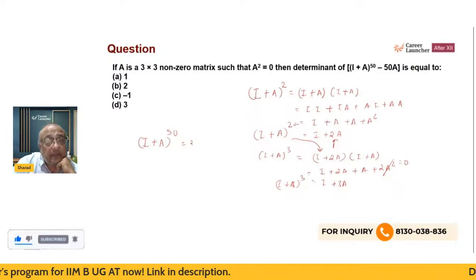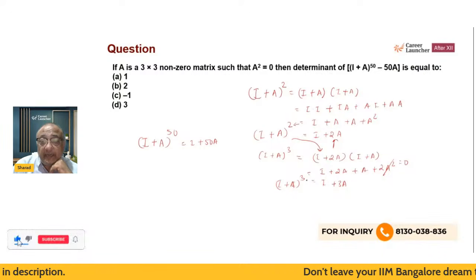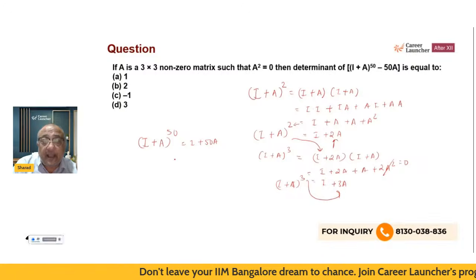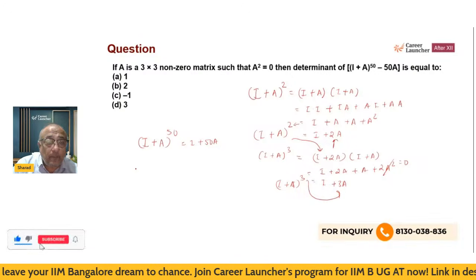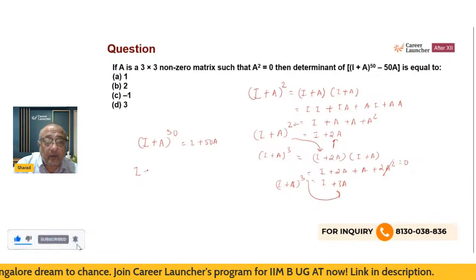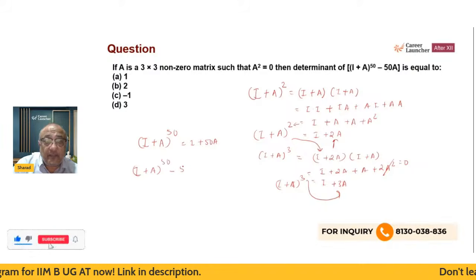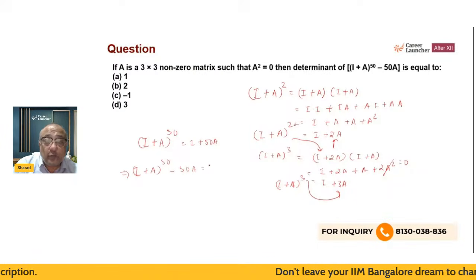Simple. It will be I plus 50 into A. Why? 2 is getting multiplied, 3 is getting multiplied here, so 50 will get multiplied here. I plus 50 A. Right. So what do we have now? I plus A into 50A is nothing but equal to I.